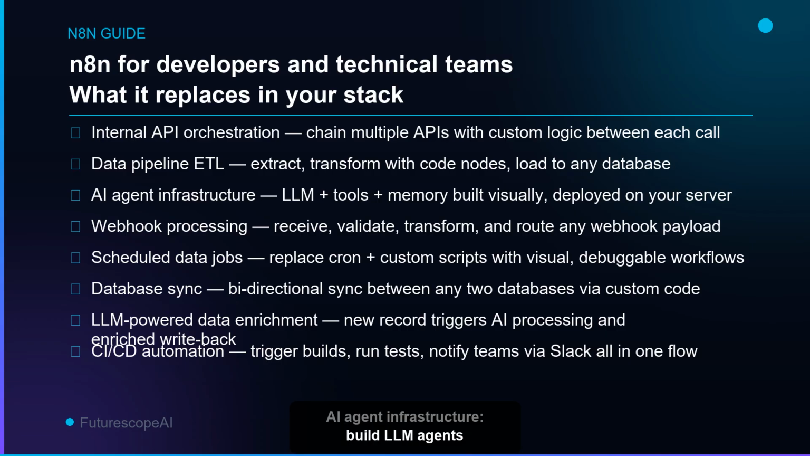AI agent infrastructure: build LLM agents with tool access and memory on your own server, with full control over which models you use, what data leaves your environment, and how the agent behaves. Webhook processing: receive webhooks from any service, validate and transform the payload with code nodes, and route to the right downstream system. Scheduled jobs: replace ad hoc cron scripts with visual, debuggable, versioned workflows that have execution history and error alerts. Database sync, data enrichment pipelines, CI/CD automation, all buildable without a separate infrastructure layer.